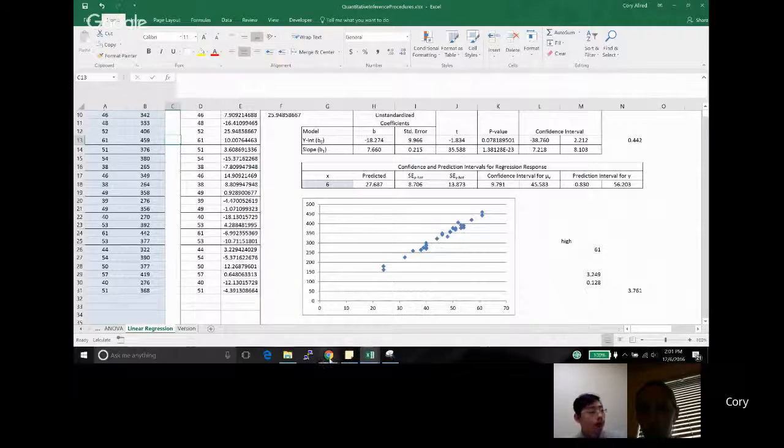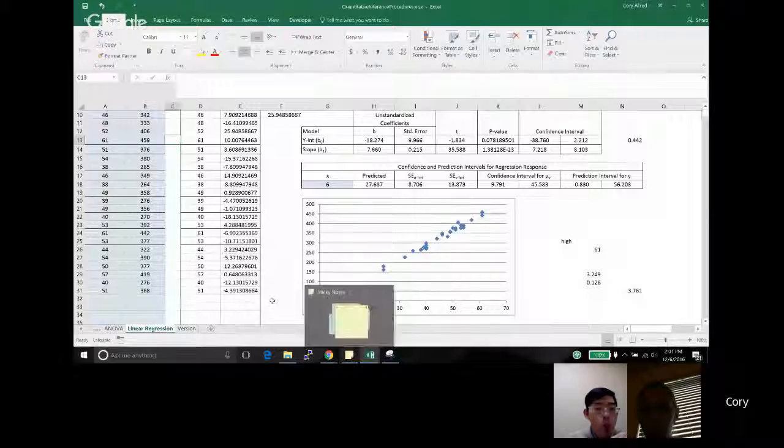Oh, I know what I did wrong. Wait, the scatter plot doesn't look any different than the one we have already. Okay, so it's 0.442, right? Yeah, that's what I got. Corey, how do you set up your scatter plot for your second one?